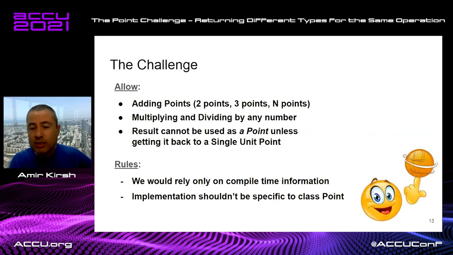And the result cannot be used as a point unless getting it back to a single unit point. The rules would require you to rely only on compile time information. So we cannot use it with n, which is a variable, only with const expressions. And implementation shouldn't be specific to class point. So we want something that can work with other types with the same semantics. Okay, let's try having that.